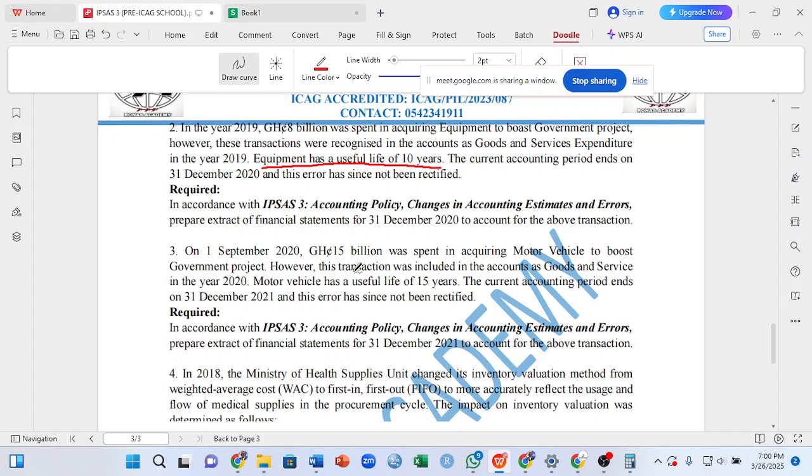Next one. I think the difference is the month for acquiring the motor vehicle. That is correct, September 2020. Yes, the month. Look at the first one. The first one is in the year 2019. Look at question three. On 1st September 2020. This should tell you that if you're accounting for the depreciation for 2020, you have to consider the number of months involved.